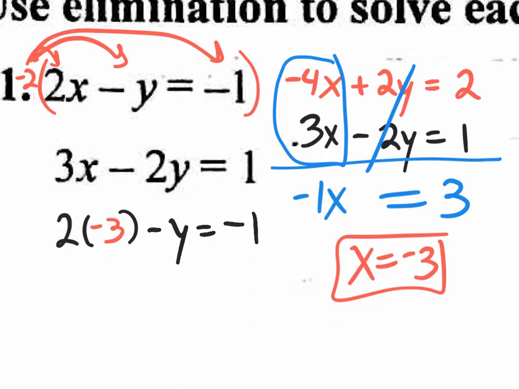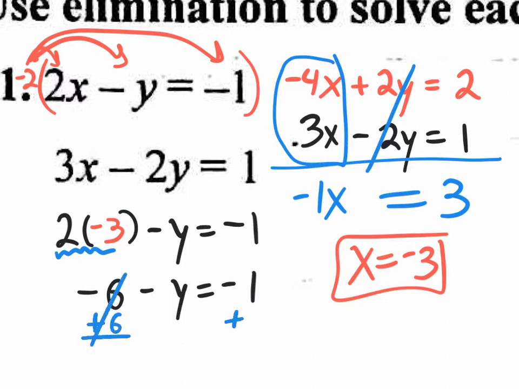And now let's actually do the math. 2 times -3 is -6. Let's bring down the minus y, the equals, and the -1. Now I need to solve that equation by getting rid of this -6 by doing the opposite, which would be +6. And what you do to one side, you do to the other side. So now I'm almost done. I have -y equals +5, since -1 plus 6 is +5.